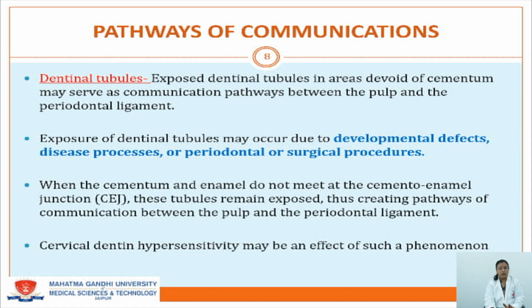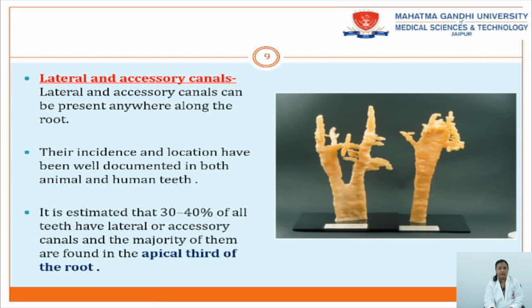Coming to dentinal tubules in detail, they are basically exposed tubules which are devoid of cementum. Exposure of dentinal tubules can occur due to developmental defects, any disease process, or periodontal or surgical procedures or interventions. When the cementum and enamel do not meet at the cemento-enamel junction, these tubules may also remain exposed. Thus, they create a pathway of communication between the pulp and the periodontal ligament. Cervical dentinal hypersensitivity may be an effect of such phenomena.